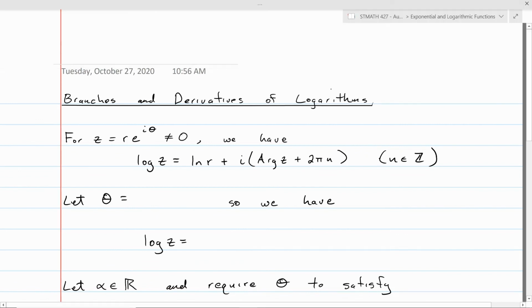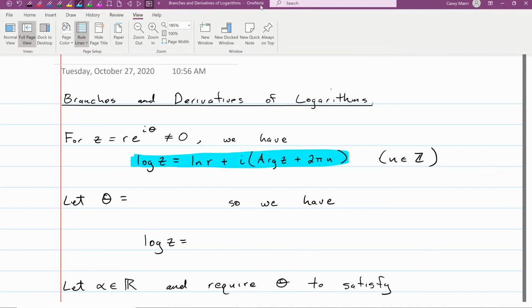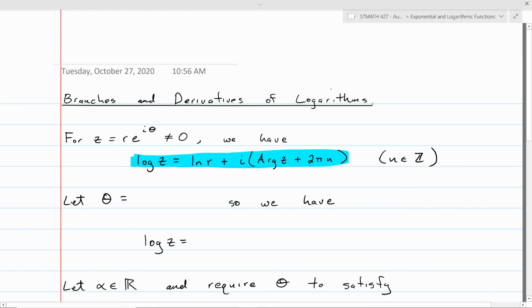And so we start talking about branches of logarithms. To start off with here, we have z written in a standard form, and we're assuming z is non-zero. And we've got our logarithm written out in its full glory here, just to remind us. Just to make things a little easier to look at, this multiple of I on the right-hand side, we're just going to call that theta. So theta is going to be capital Arg z plus 2 pi n.